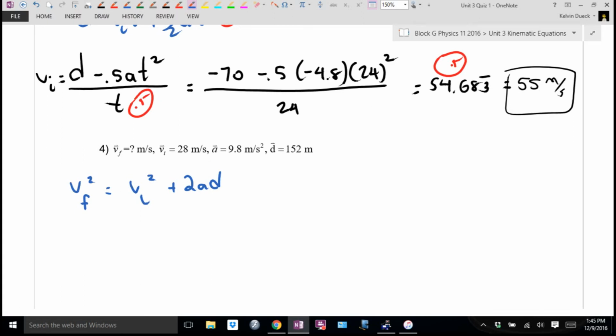There's our Q. I want to get the VF by itself. Isn't that already by itself? Is it? It's not. What's actually by itself? VF squared. So it's not by itself. Hey, Jordan, how do I get rid of a squared? What's the opposite of squaring? Loud and proud, you're right.